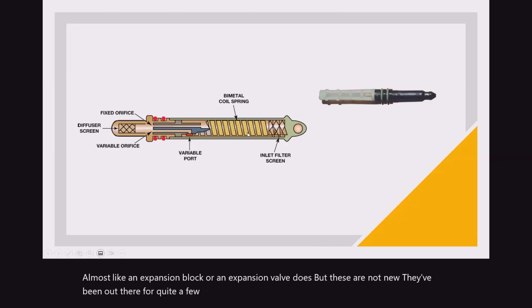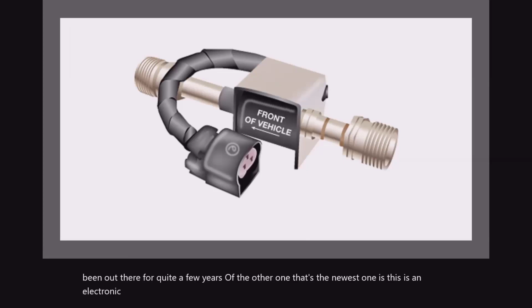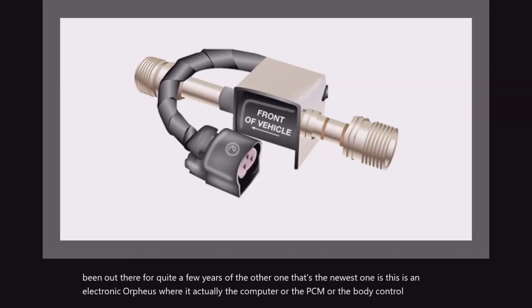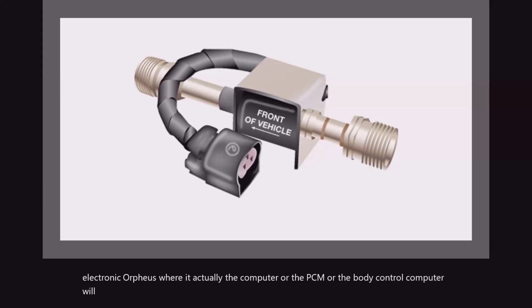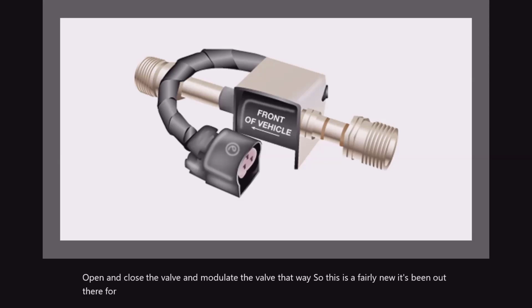The other one, that's the newest one, is an electronic orifice, where the computer, the PCM or the body control computer, will actually open and close the valve and modulate the valve that way. So this is fairly new. It's been out there for a few years, but this is an electronic orifice tube that actually has a solenoid in it to change it and modulate it.